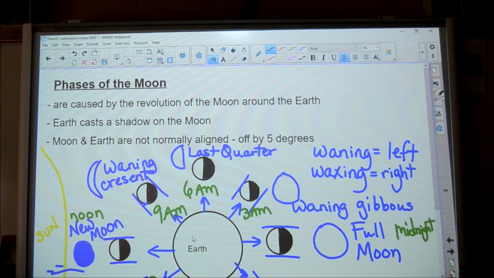All right, phases of the moon. They are caused by the moon revolving around the Earth. Earth is going to cast a shadow on the moon. The moon and the Earth, if I'm looking for alignment, they're usually off vertically about 5 degrees. So they're not usually perfectly aligned.